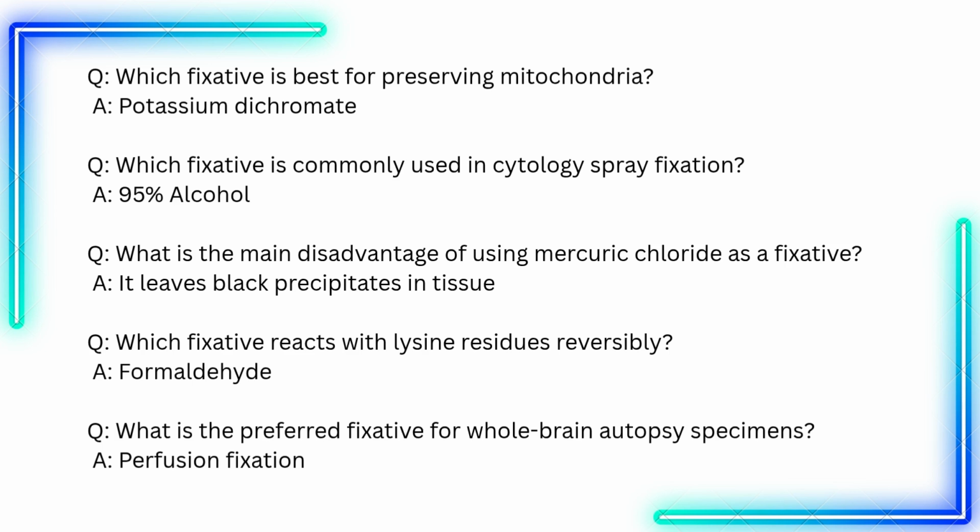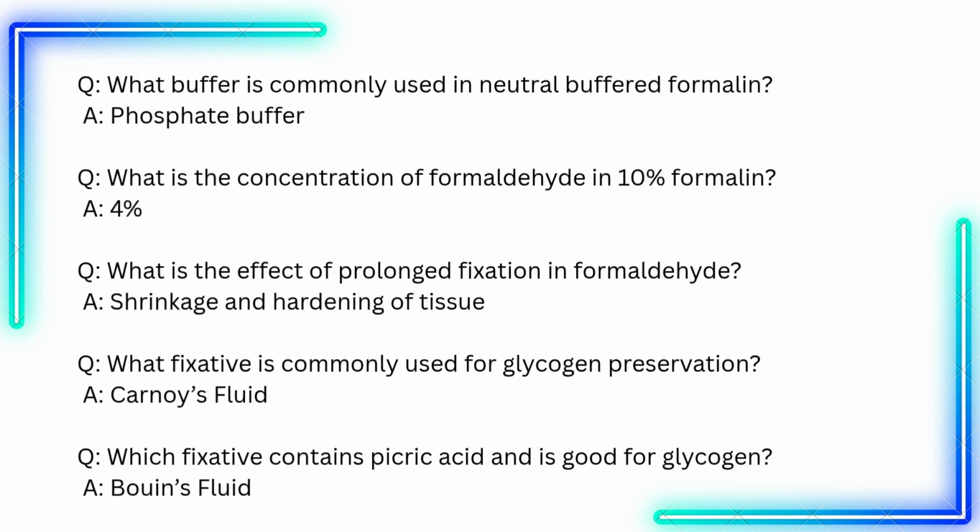Perfusion fixation is used. So, what buffer is commonly used in neutral buffered formalin? It is phosphate buffer. And what is the concentration of formaldehyde in 10% formalin? It's 4%. What is the effect of prolonged fixation in formaldehyde? It may cause shrinkage and hardening of tissue.